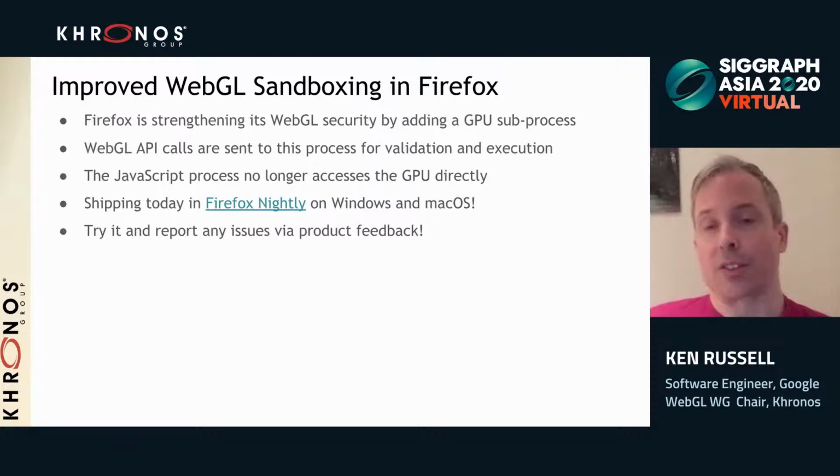The Firefox web browser is now offering improved WebGL sandboxing. The browser is strengthening its WebGL security by adding a GPU sub-process. The WebGL API calls coming from JavaScript are sent to this process for validation and execution. The JavaScript process itself no longer accesses the GPU directly. This technology is shipping today in Firefox Nightly on Windows and macOS, so please give it a try and report any issues that you see via product feedback.